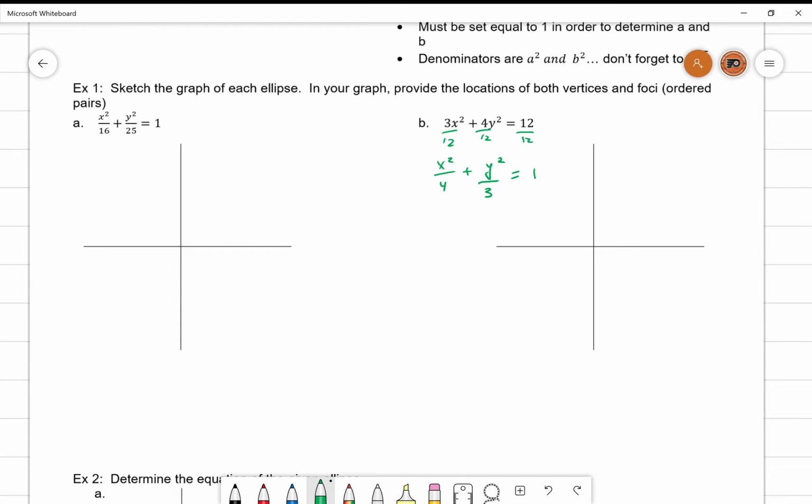To find a, look for the larger number. A squared will equal 4, so a is 2. And b squared is underneath the y, so b is equal to the square root of 3, which is roughly 1.7. So if I look at my graph, I know I need to go 2 in one direction and 1.7 in the next. So I'll just draw 3 tick marks.